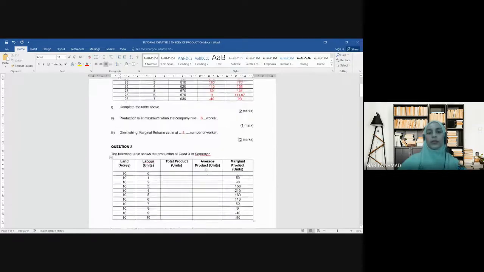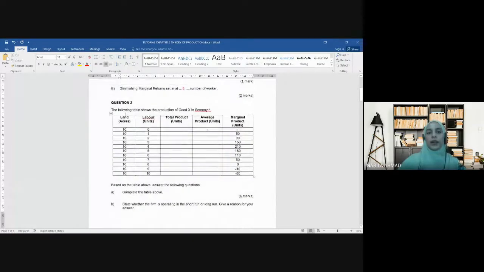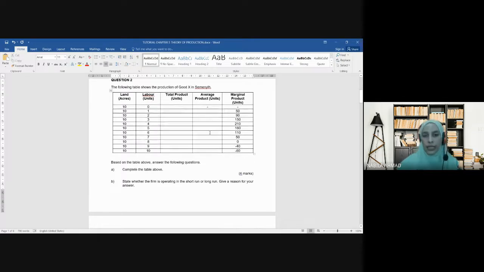Okay, alright. Okay, now we look at this question. The following table shows the production of good X in Semenyi. Okay, we have land label, total product, average product and marginal product. So now dia bagi marginal product, we have to find for these two. Okay, so macam mana kita nak buat? So kalau yang ni, of course dia jadi 0 lah.